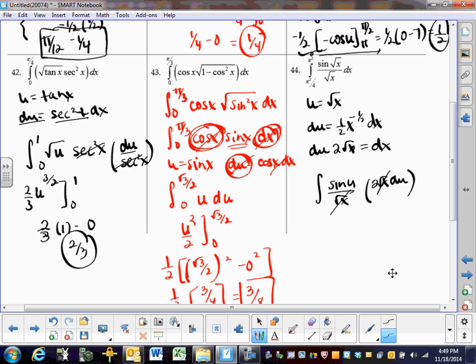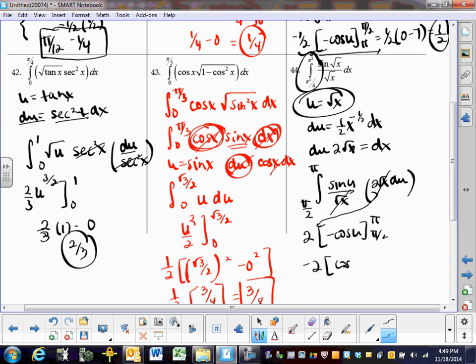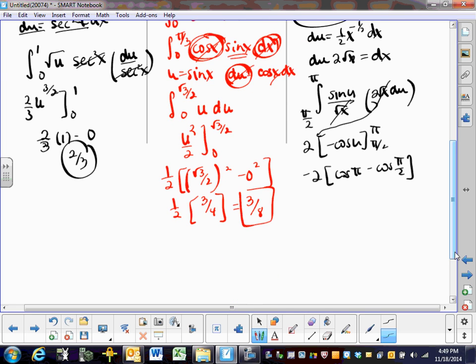I have to take the square root of each limit because that's my u. So the square root of pi squared is pi. Square root of pi squared over 4 is pi over 2. So I have 2 from here, remember, antiderivative of sine is negative cosine from pi over 2 to pi. Makes this negative 2 cosine pi minus cosine pi over 2. So negative 2, cosine pi is negative 1, cosine pi over 2 is 0. So the final answer is 2.